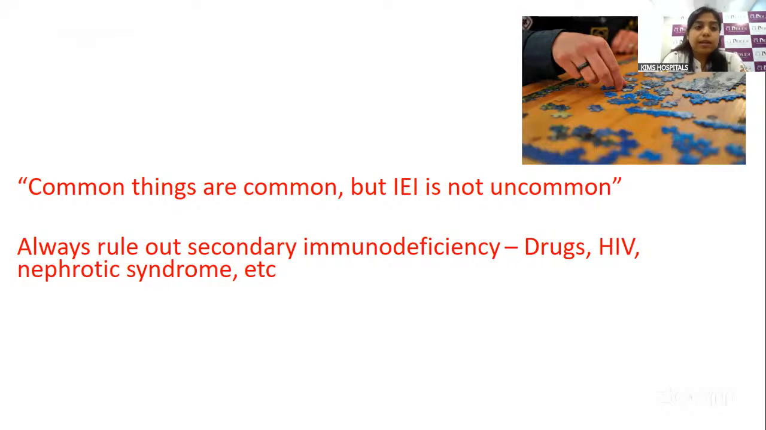I conclude by saying that common things are common, of course, but IEI is also not so uncommon. And we should always rule out a secondary immunodeficiency. Sometimes the patient might have received steroids or other immunosuppressants from outside, and if you do an IG profile and it is low, it can be because of the drug only. So we have to take a detailed history. Sometimes it can be due to a retroviral infection. Sometimes, because of nephrotic syndrome, they are losing all the immunoglobulins. So history should always help, and we should rule out secondary immunodeficiency before thinking of IEI.